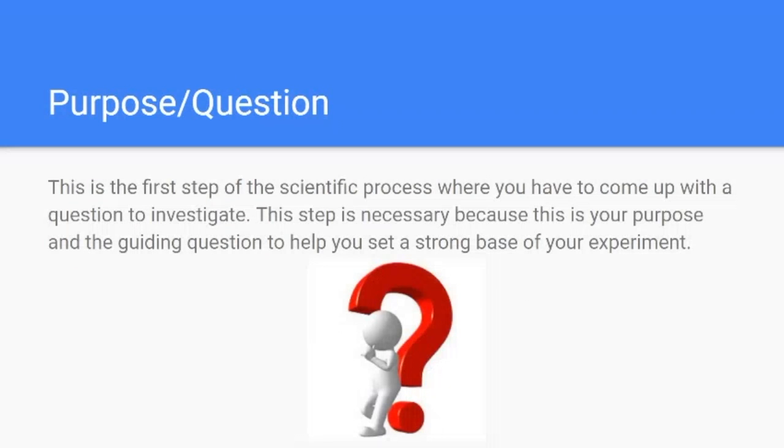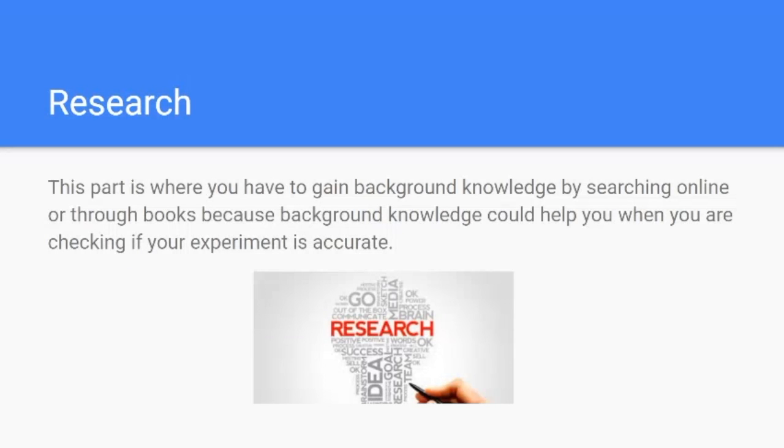The first step of this process is to find out what your question is about in your investigation. This step is crucial because you have to really think about what the purpose of this lab is. Are you trying to learn from this lab? The next part is called the research, and this is where you have to gain background knowledge by searching online databases or going to the nearest library and looking through books, because background knowledge is key to help you check if your experiment is accurate, and it could also help you answer your question before you conduct any experiment.